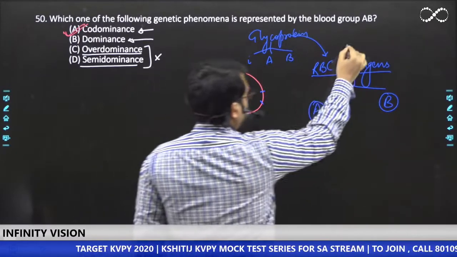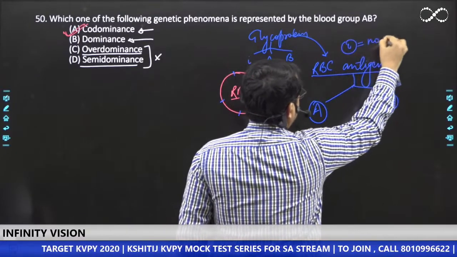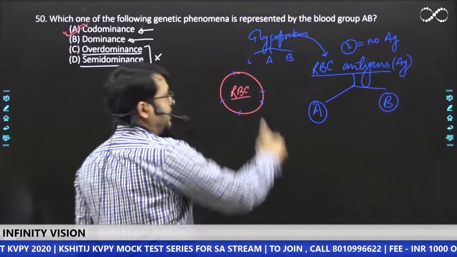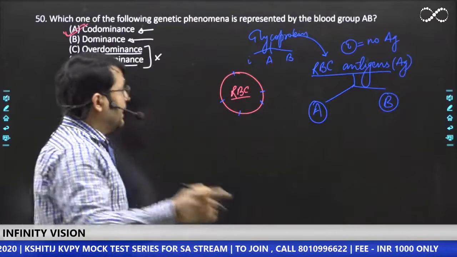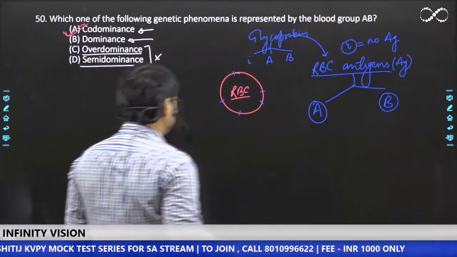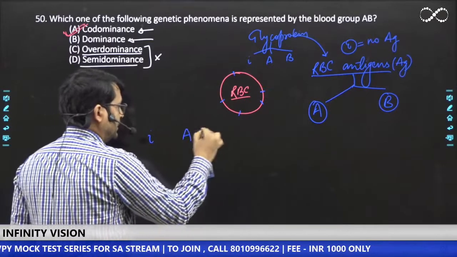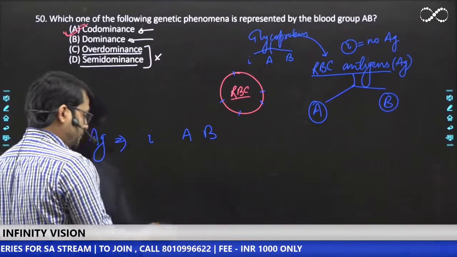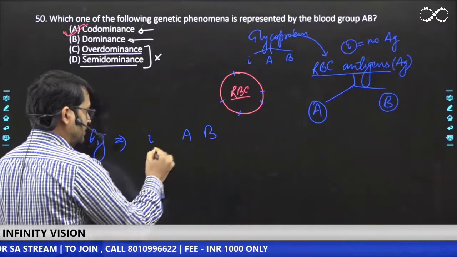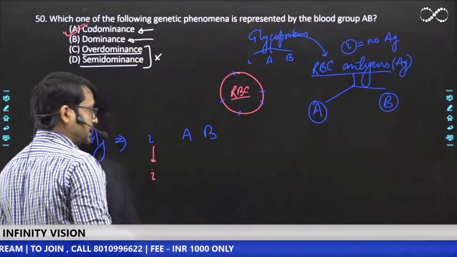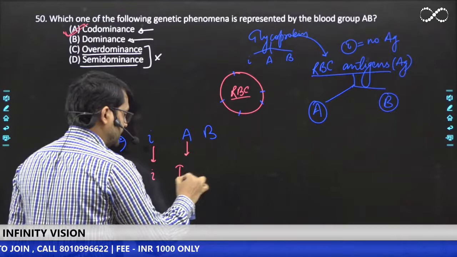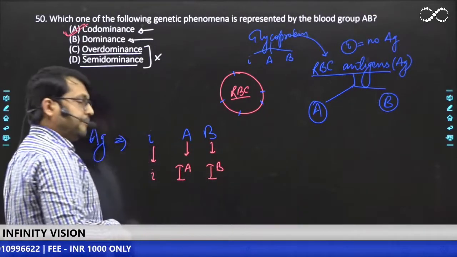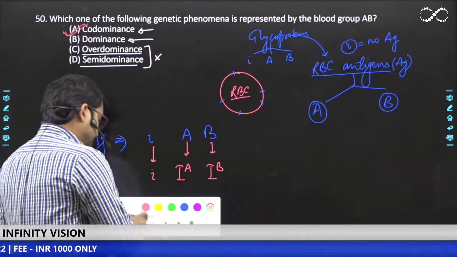Right? Now, small i has no antigens. I am writing AG for antigen, but A and B behave as antigens, and there are different genes for it. These antigens I, A and B, there are some protein genes responsible for them. Small i gene is responsible for this, capital I A for this, and capital I B for this.